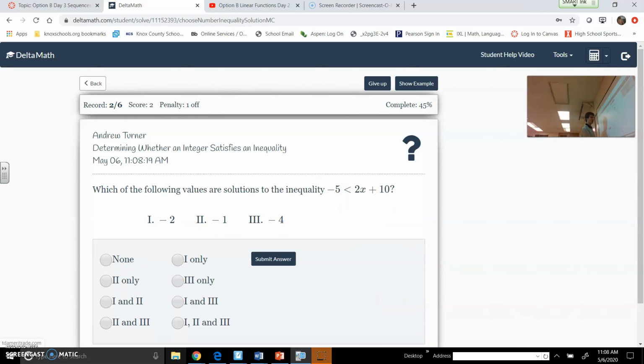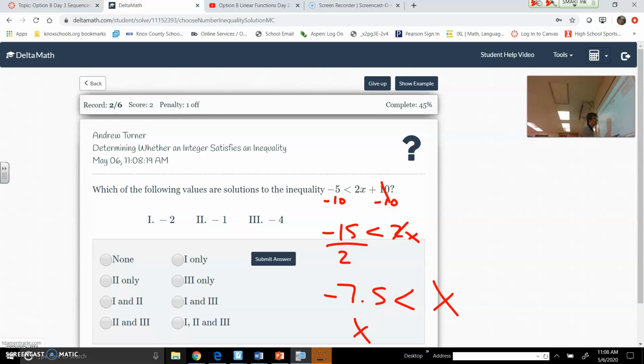Let's try one more. Solving this inequality, I want to subtract 10 from one side to the other: -15 less than 2x. Then we'll divide by 2, and this number is -7.5. We've got to be careful reading this. It's saying -7.5 is less than x, so x is greater than -7.5. We want something bigger than -7.5, and really that's all of these. Negative 2, negative 1, negative 4, they're all greater than negative 7.5.